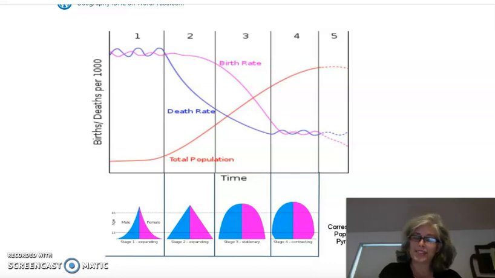Hi students, it's Mrs. T again, and now we're going to talk about stage 4 of the demographic transition model.